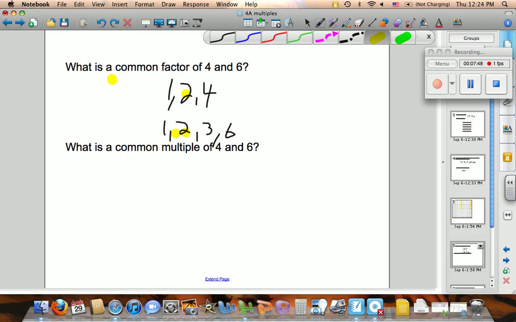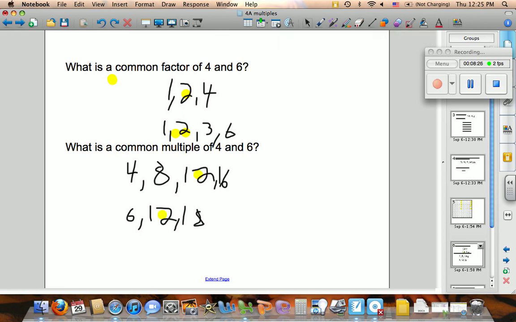So if we're talking about multiples, the difference is if I'm going to list the multiples of 4, I'm going to start with 4, 8, 12, 16. So I'm starting at 4 and I'm skip counting and continuing on. If I'm doing 6, I'll start with 6, 12, 18. I can stop there because I see a common multiple is 12.